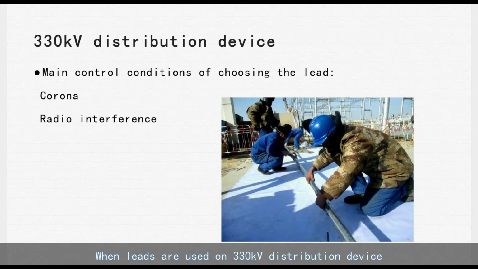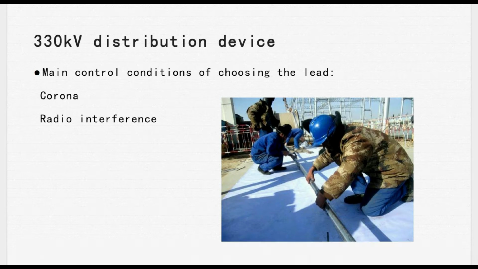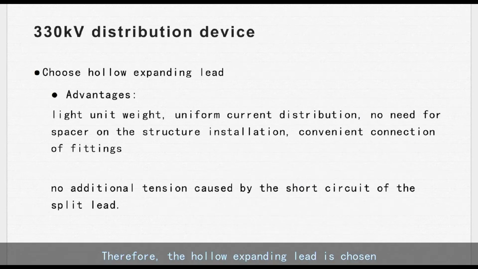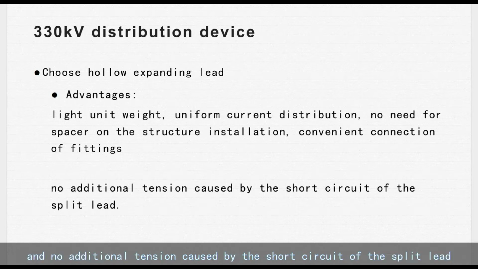When leads are used on a 330 kV distribution device, corona and radio interference are the main control conditions for choosing the lead cross-section and structure type. Therefore, the hollow expanding lead is chosen. This kind of lead has the advantages of light unit weight, uniform current distribution, no need for spacer on the structure installation, convenient connection of fittings, and no additional tension caused by the short circuit of the split lead.